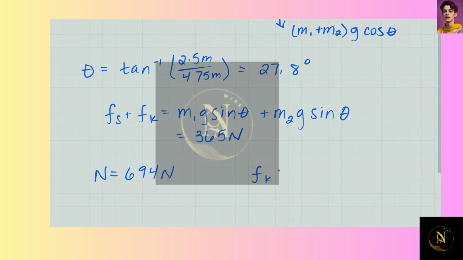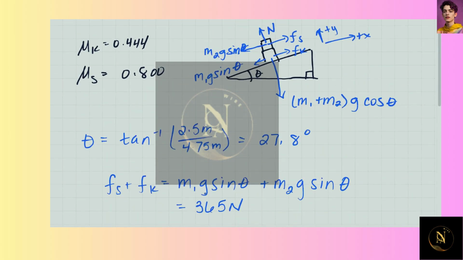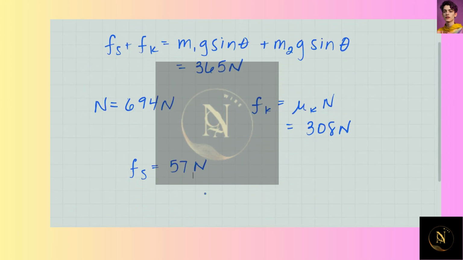So we also know that Fk is mu k N. So plugging in mu k, plugging in N, we get 308 newtons. So watch out for normal force versus newtons. So plugging this into this equation, we get a force due to static friction of 57 newtons. So the question asked us, what force do you need to exert to accomplish this? We need to overcome static friction, so 57 newtons.